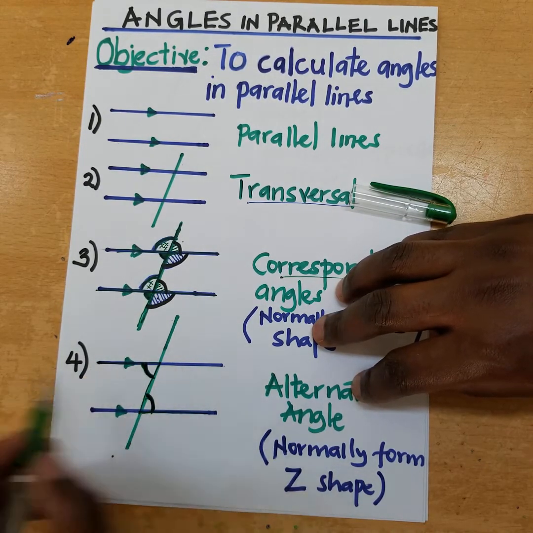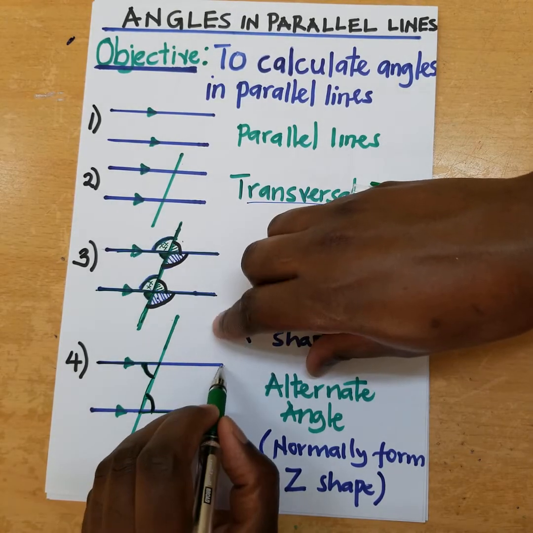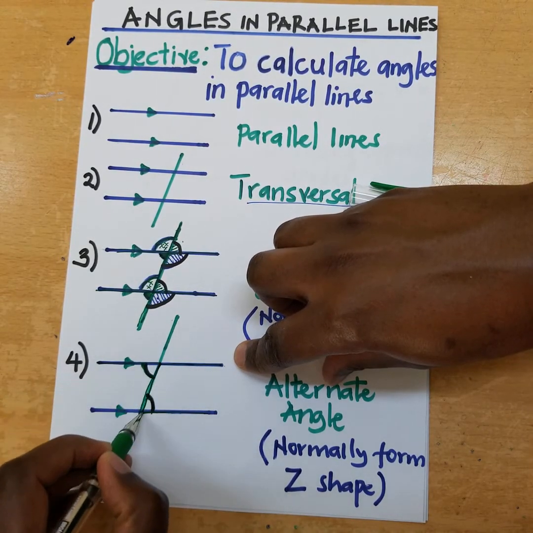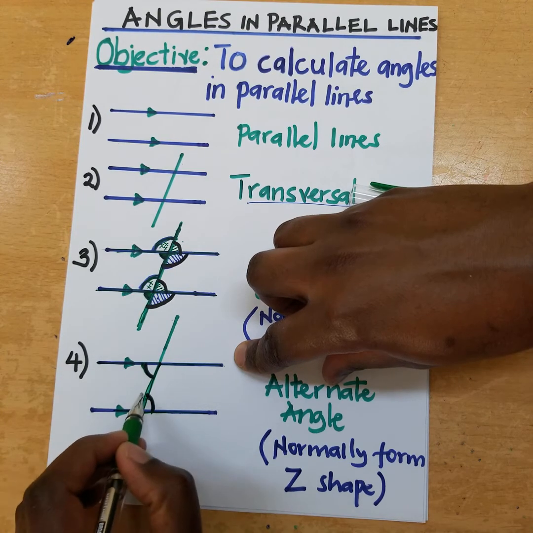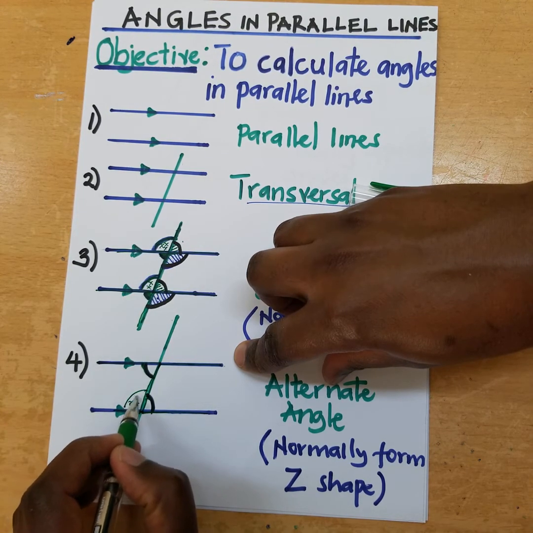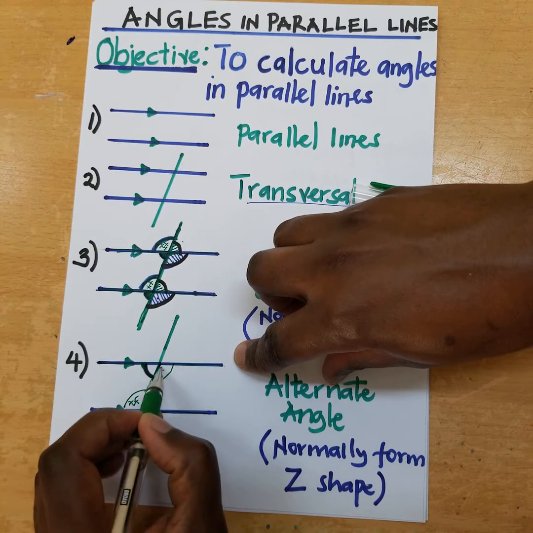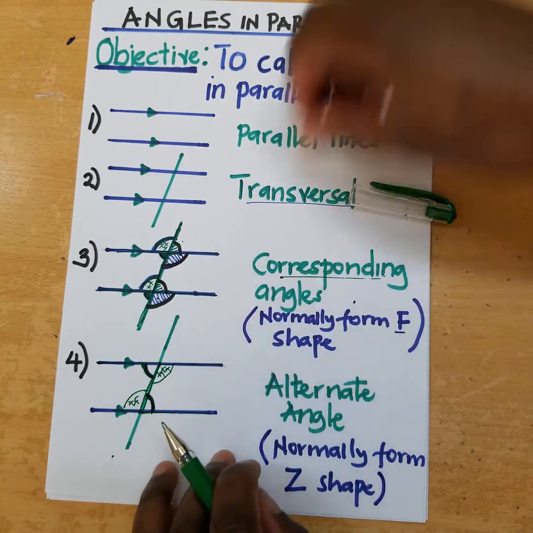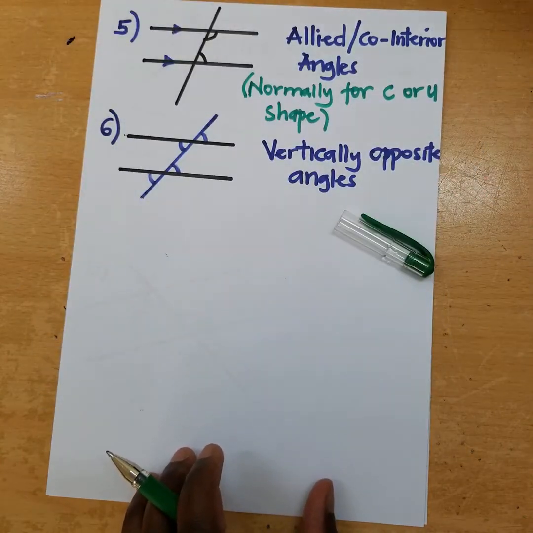It can be from the back side. For example, if I'm coming from this side, like this, like this, like this, the one here and the one here will be alternate angles. Okay, let's try this one.